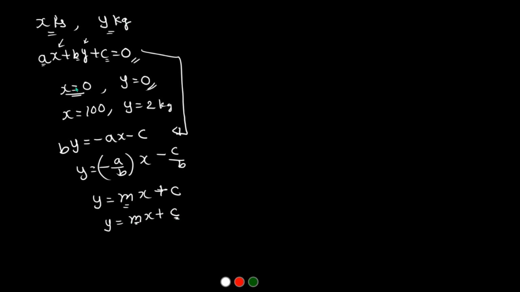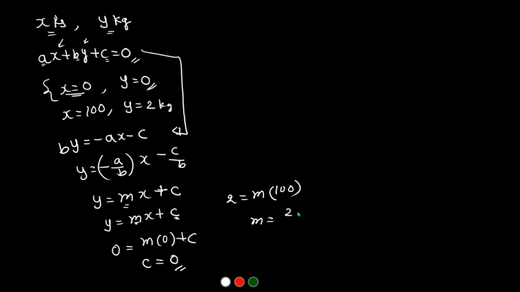Here we have 2 constants to find. We know one point here: x is equal to 0 and y is equal to 0. If we substitute x is equal to 0 and y is equal to 0 here, 0 is equal to m into 0 plus c. So from this equation you know c is equal to 0. If we put another point, x is equal to 100 and y is equal to 2, then 2 is equal to m into 100. So what is m? 2 by 100, then m is equal to 1 by 50.